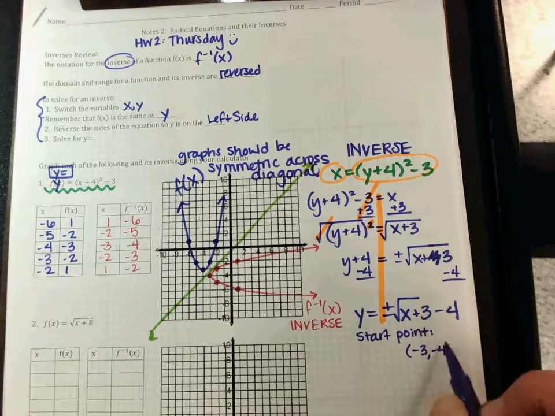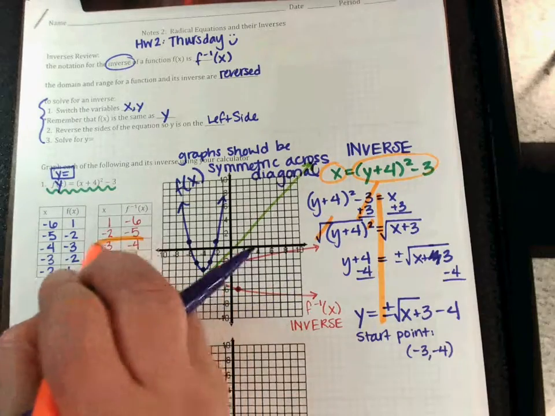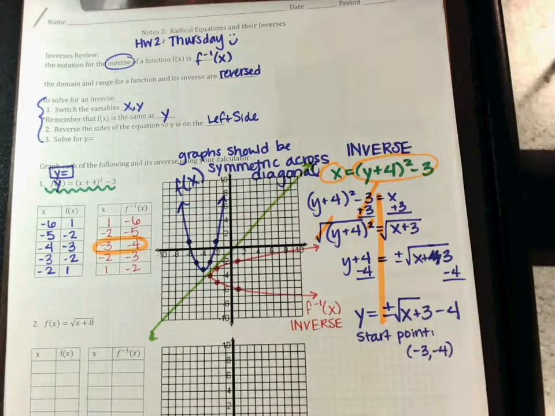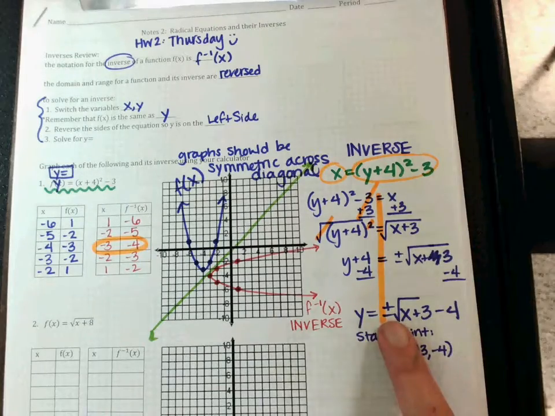-3, -4. What do you notice your start point is in the middle of your table? -3, -4. So these should be giving you the same answer. Now, I want to point something else out to you, too. Do you see how you have a plus minus here in the front?